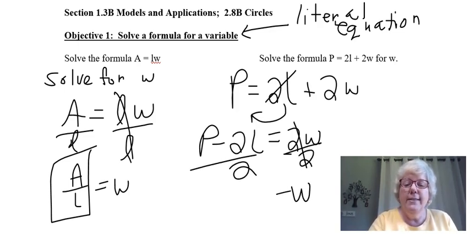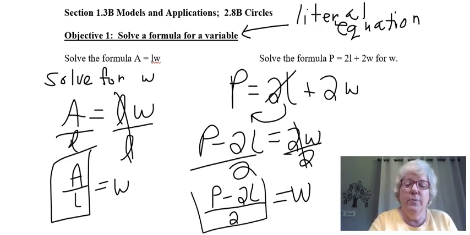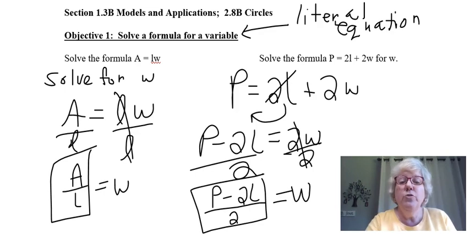Now when you write this out though, make sure it is P minus 2L in the numerator, and all of that is divided by the 2. That would be your final answer. So when you solve a formula for a variable, you just simply get another formula.